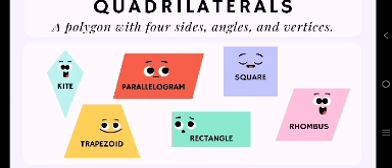The third one is a square. Fourth one is a trapezoid. Fifth one is a rectangle. And sixth one is a rhombus. So these six figures are all examples of quadrilaterals.